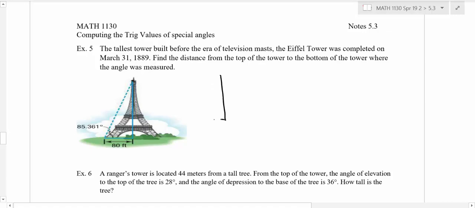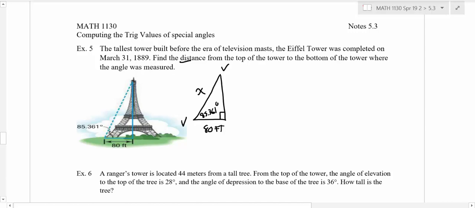Okay, so a lot of times in these problems, it always boils down pretty much to some right triangles. So right now we have this setup. And what we're doing on this, it says find the distance from the top of the tower to the bottom of the tower where the angle was measured. So we're talking now about that side like that.